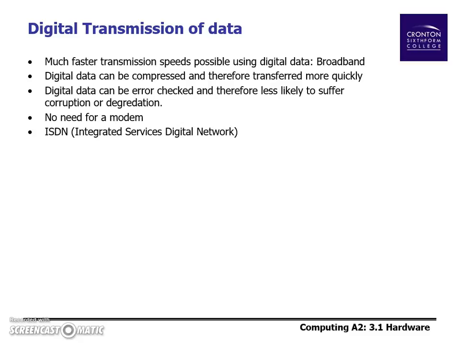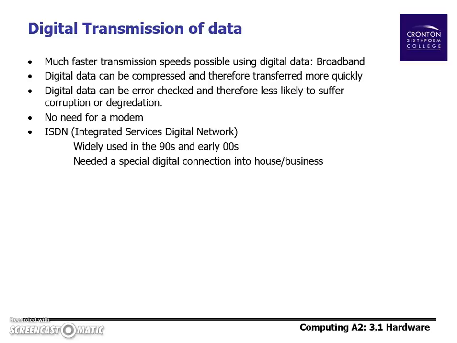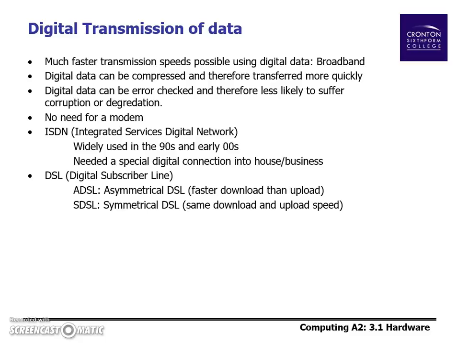We have the ISDN, which is the Integrated Services Digital Network. So this was widely used in the 90s and early 2000s, and it needed a special digital connection into the house or business. We now use something called DSL, which is the digital subscriber line, and this is what made broadband accessible to everybody. So we have ADSL, where you have a faster download than upload, and most home broadband connections are an ADSL connection.